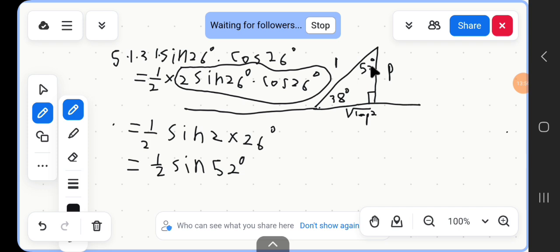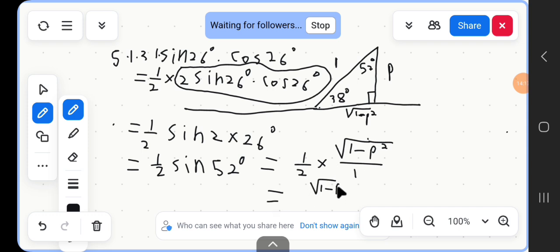And sine 52, sine is opposite over hypotenuse. So basically our final answer should be 1 over 2 times the opposite over hypotenuse, which is root of 1 minus p squared all over 1. And our ending should be root 1 minus p squared all over 2. That's your ending.